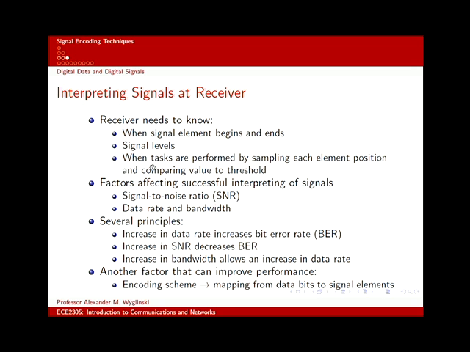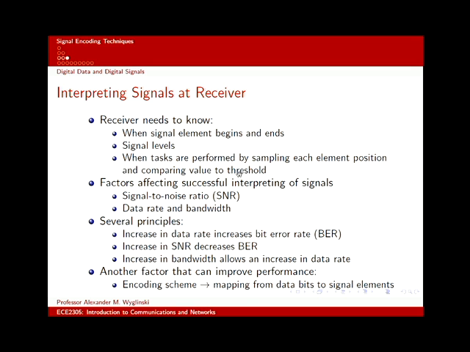Lastly, when you have tasks that are performed by sampling each element position and compared to a voltage threshold, you will need to know where you need to sample, right? Because the receiver, again, unless you explicitly tell it or you do some sort of tricky signal processing, it doesn't know where exactly to sample those specific instances of information, those elements that you're sending across the channel.